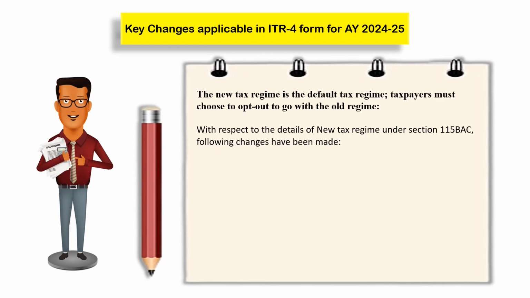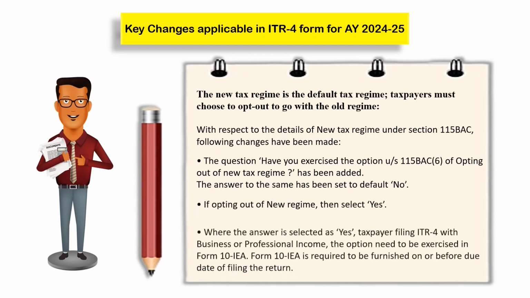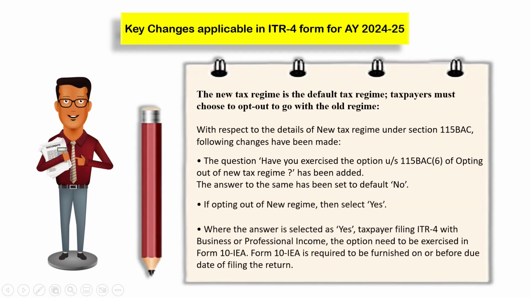With respect to the details of the new tax regime under Section 115BAC, the following changes have been made in ITR-4. The question, have you exercised the option under Section 115BAC(6) of opting out of the new tax regime, has been added, and the answer has been set to default as no. If you wish to opt out of the new tax regime, you must select yes. Where the answer is selected as yes, for a taxpayer filing ITR-4 with business or professional income, the option needs to be exercised in Form 10IEA. Form 10IEA is required to be furnished on or before the due date for filing the income tax return on the e-filing portal.